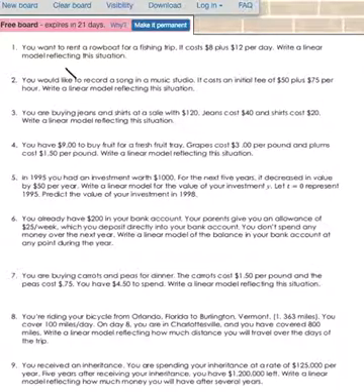Okay, let's read this. It says you want to rent a rowboat for a fishing trip. It costs $8 plus $12 per day. Write a linear model reflecting this situation. Now, the thing you're going to have to realize is that this is all in English and you're going to be translating it into math. They're not going to necessarily give you all the information in order. They're not going to say, here's the slope, here's the starting point. That's going to be up to you to interpret by reading.